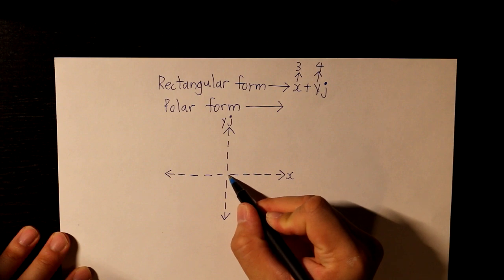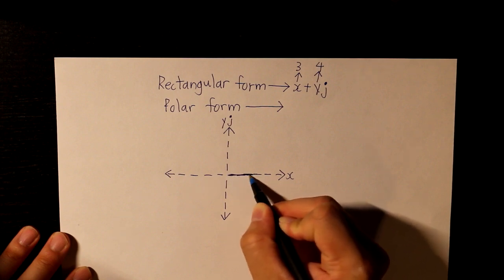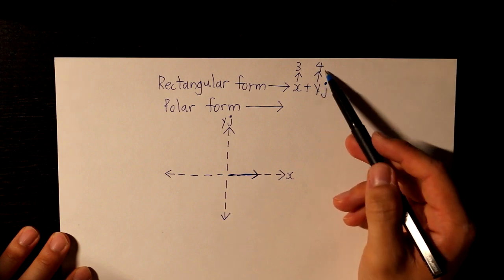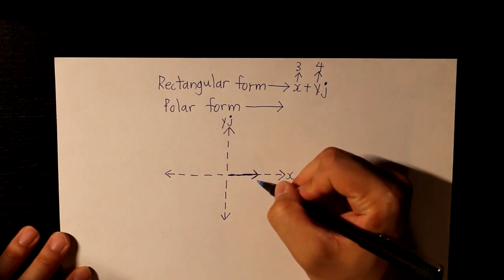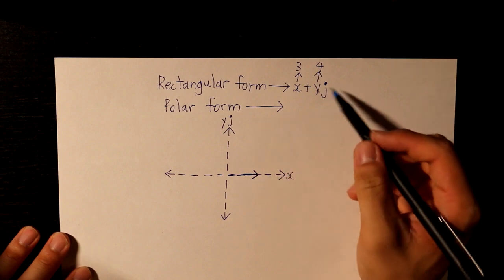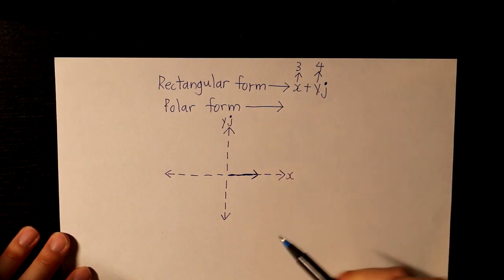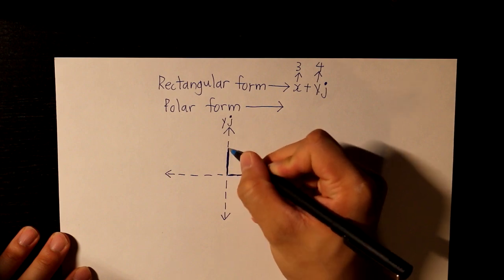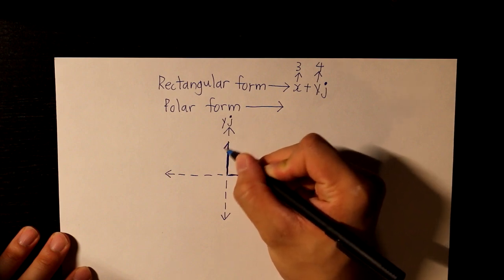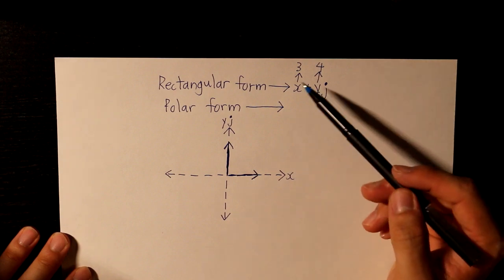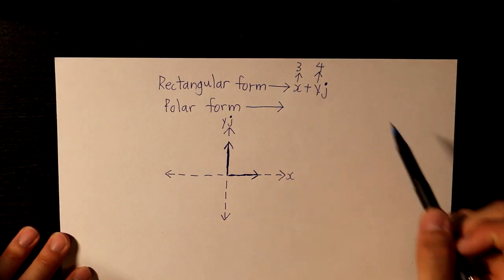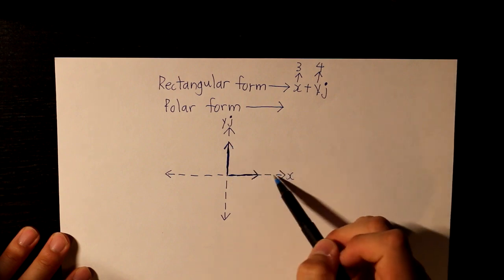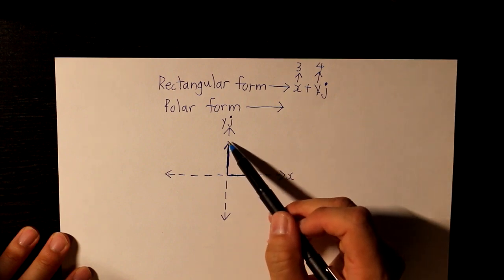So we have 3, so we can mark this, draw it right here. And then for the value of 4, that will be slightly greater than this value here because x is smaller than y. So we can draw that line here. Now this is the rectangular form explained in a separate division. So we have a real value and an imaginary value.